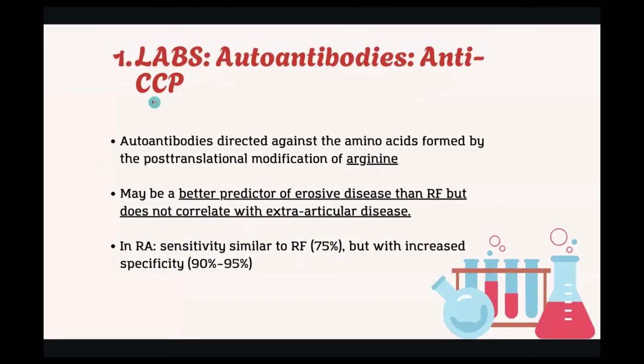Oh, this is the CCP. Sorry. So another antibody for rheumatoid arthritis is the anti-CCP. Again, those are antibodies against the arginine. They may be a better predictor of erosive disease than rheumatoid factor, but do not correlate with extra-articular disease. So if I want to assess a patient for rheumatoid arthritis, I start with anti-CCP. If I want to know how aggressive this disease is, I go with the rheumatoid factor.